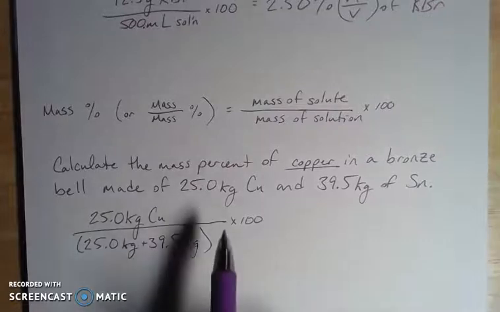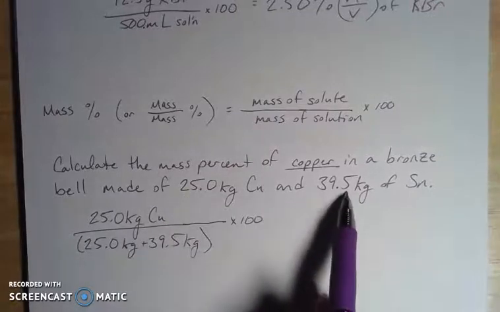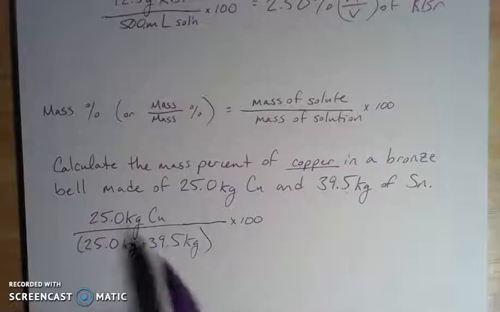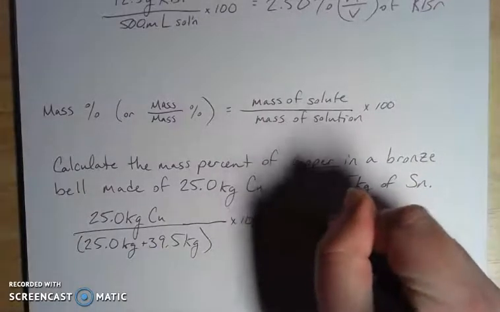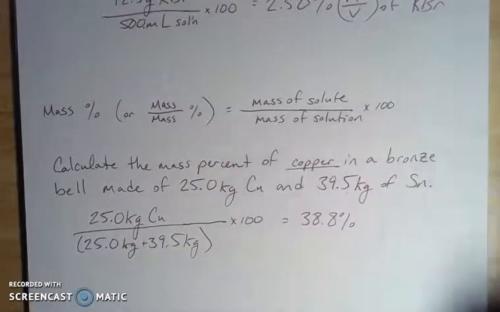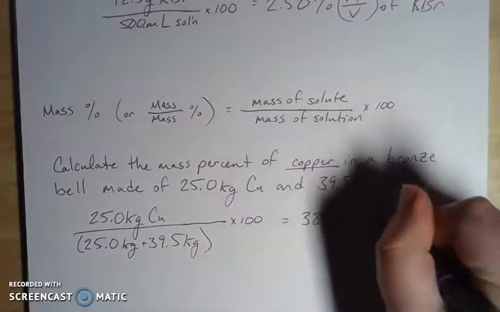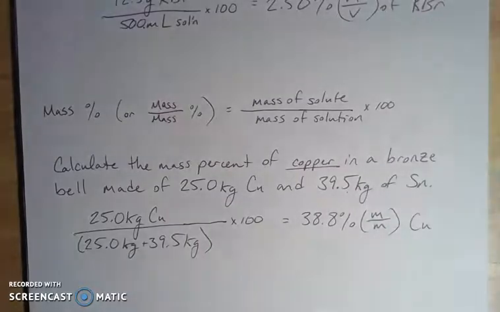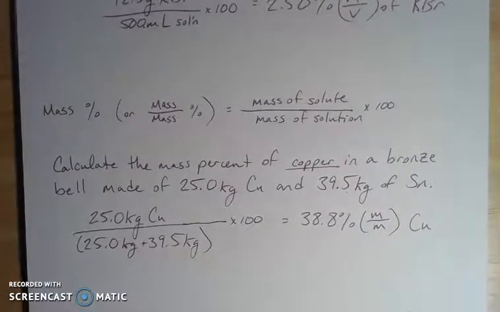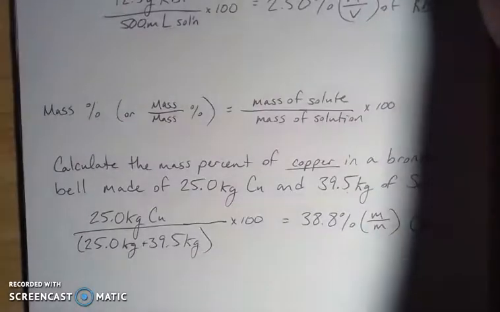And then when we do that, we have 3 sig figs here, 3 sig figs here. When we add them, we'll get 3 sig figs. So when we divide, we'll end up with 3 sig figs, and I got 38.8%. And then we can indicate that it's mass over mass, or we could call that a mass percent of copper, either way.